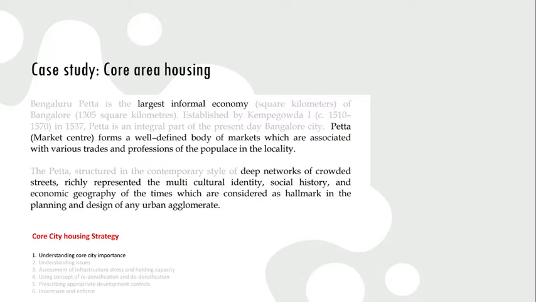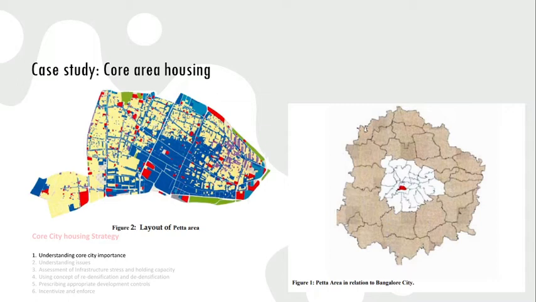If you look at another thing, it has deep networks of crowded streets. It has a multicultural identity. There is a vast social history and economic geography, and it is considered one of the important landmarks in the planning and design of any urban agglomeration. So there is an innate nature that has been observed for this particular neighborhood. It has specific criteria. So this was one of the core area housing projects which has been studied in India.